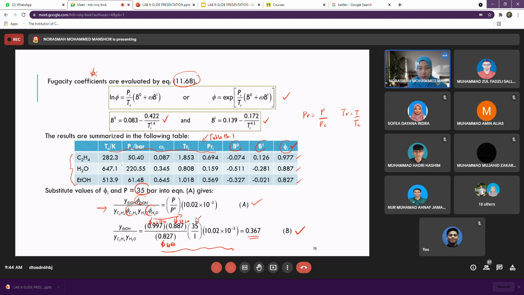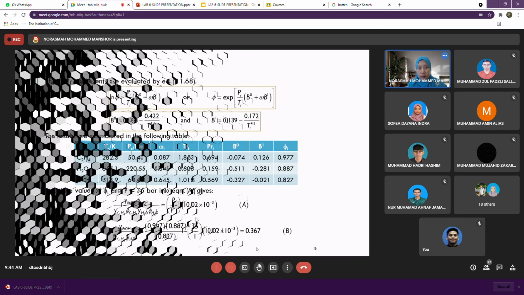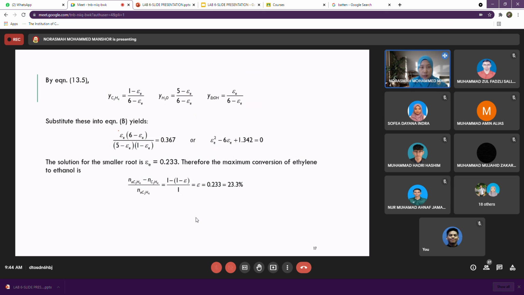Boleh, madam. Okay, the fugacity coefficients tadi dah kira, so you substitute the values. And the term fugacity ni bawa pergi belah kanan. Okay. So sekarang guna equation 13.5 untuk dia punya yi. Okay, 13.5 ni plus vi epsilon over n0 plus v epsilon.